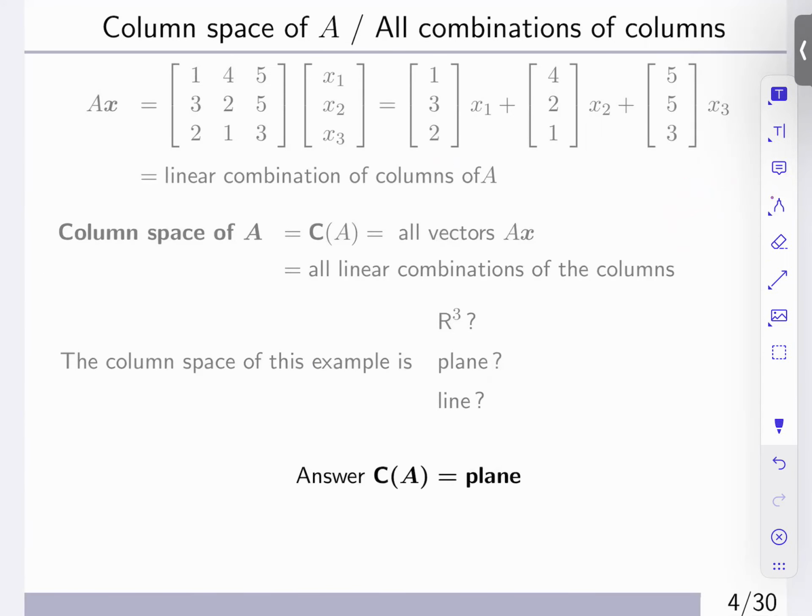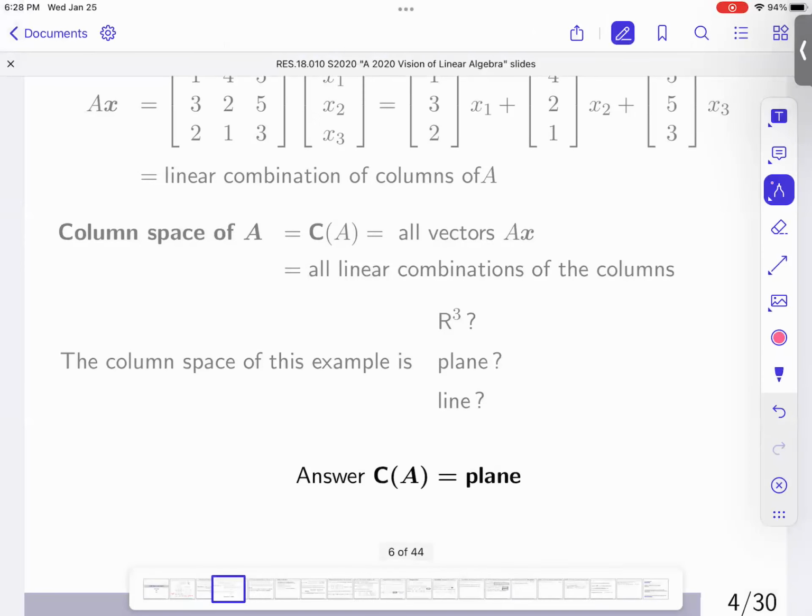Now, please understand, the column space of a matrix has the same dimension as the row space of the matrix, which is the same as the rank of the matrix. So if you were to look at the rank of matrix A, you will see the answer is 2.